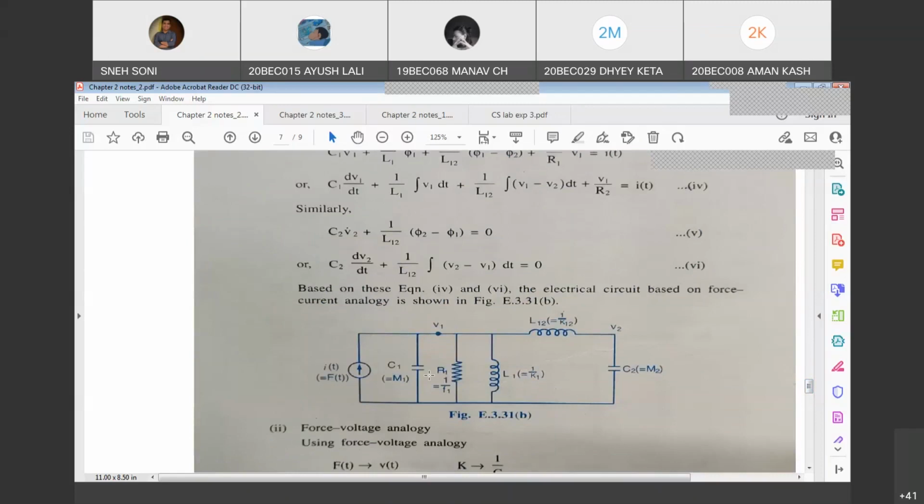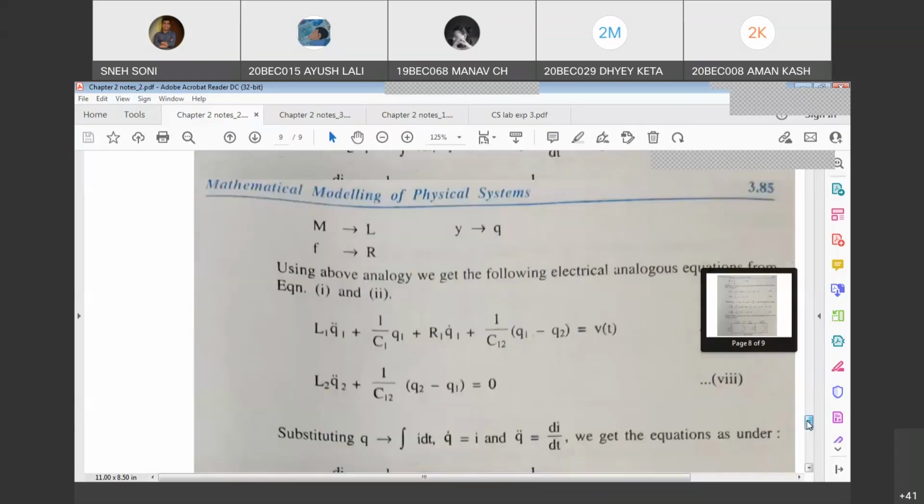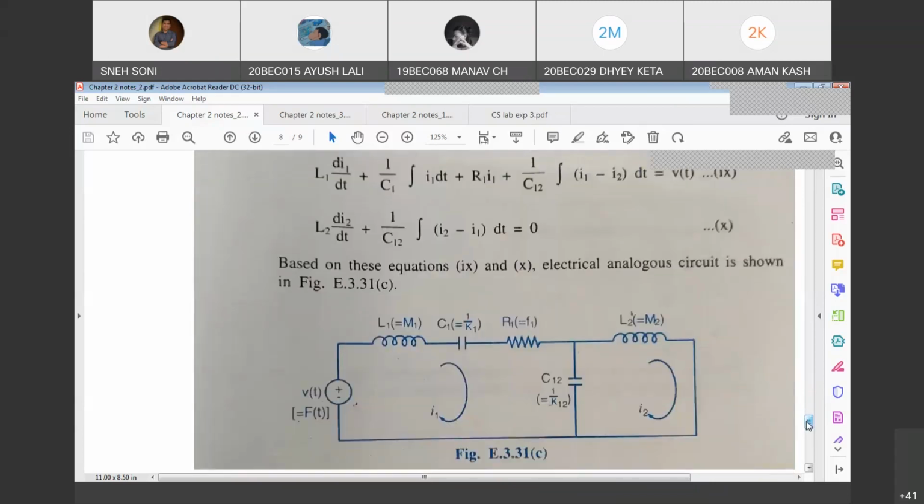When we are drawing force current, we are simply replacing the components. You know the table of force current. From the nodal diagram, you simply replace with those components. And for force voltage, you have to convert series to parallel and parallel to series, and then draw the circuit. So these were the steps. I'm expecting that all of you are clear with this example. Still, if you have any doubt, don't hesitate, you can ask me. I'll explain, there is no issue.